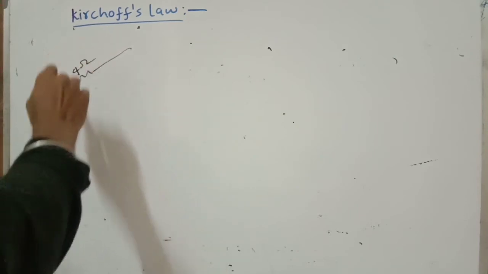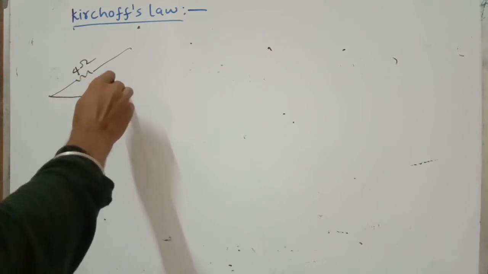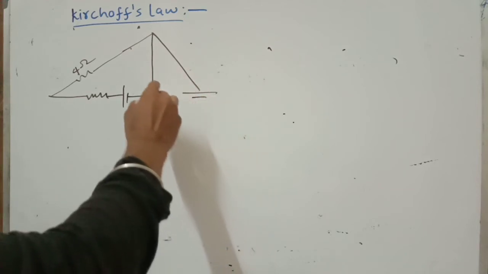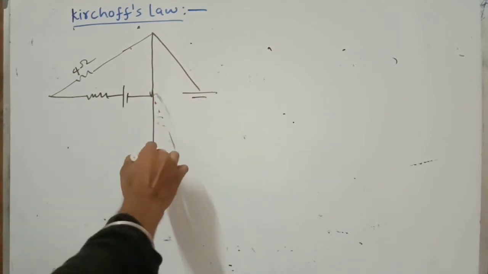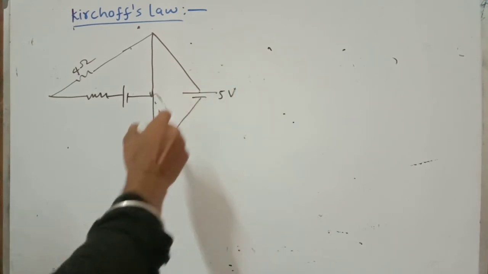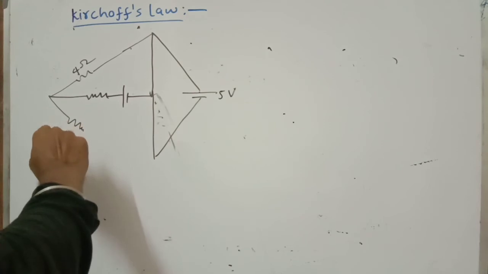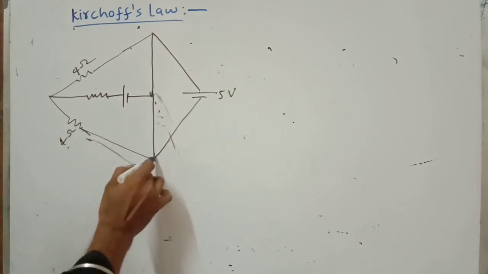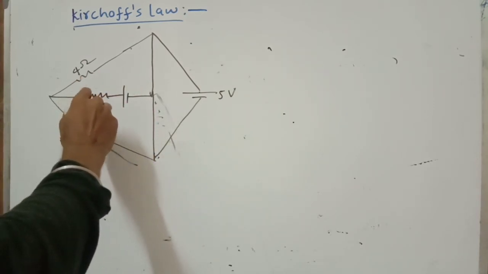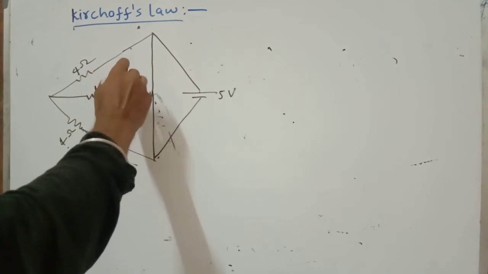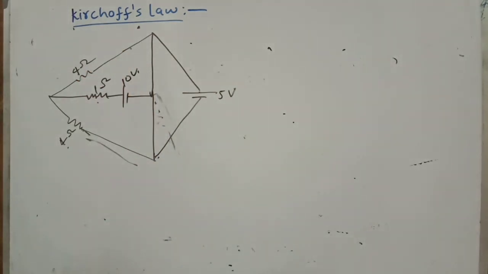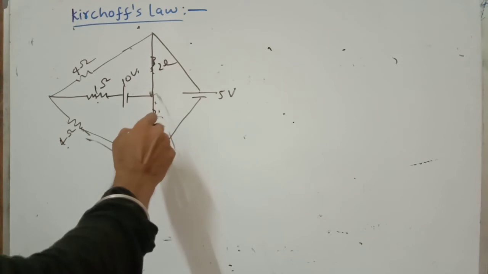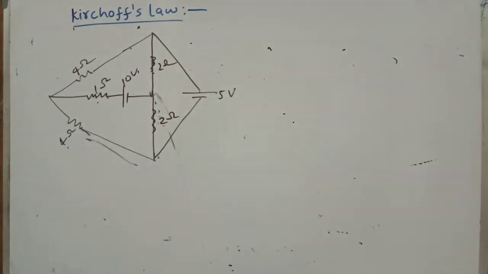So let 4 ohm be considered. Let me consider 5 volt. Let 4 ohm. Let me consider this one 1 ohm and 10 volt. Now let here also resistance we consider 2 ohm, here also consider 2 ohm. So find the current in every branch.